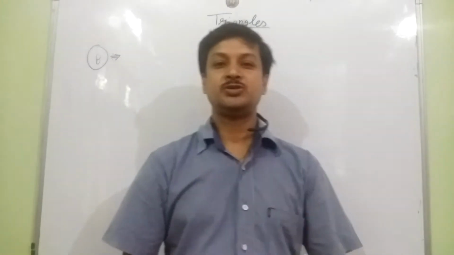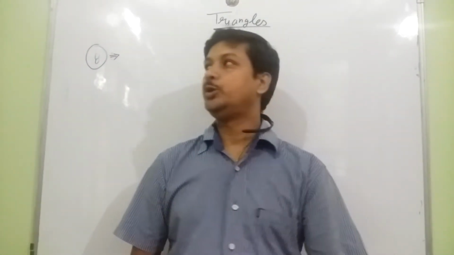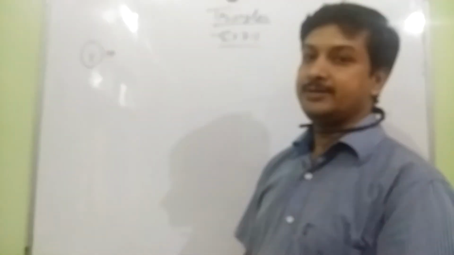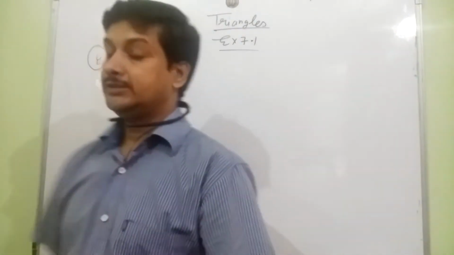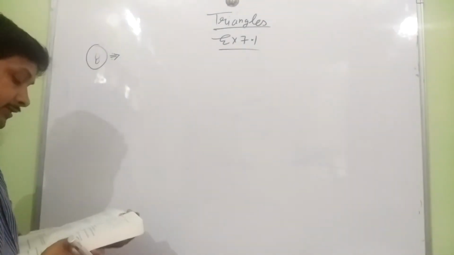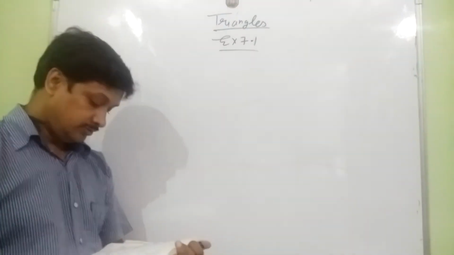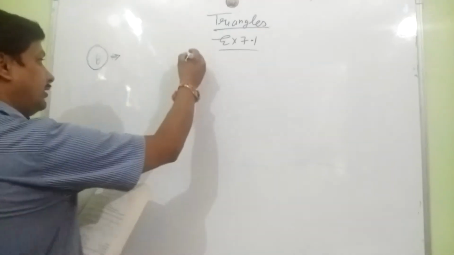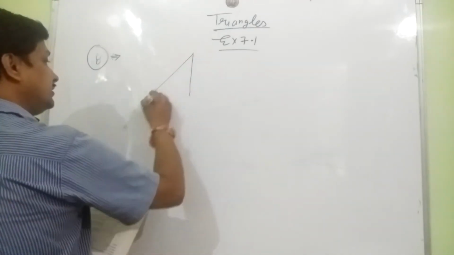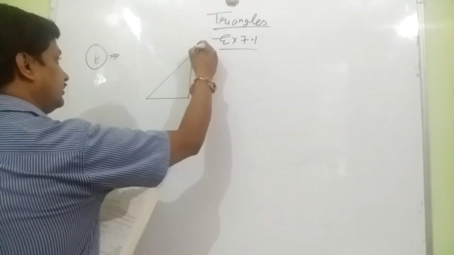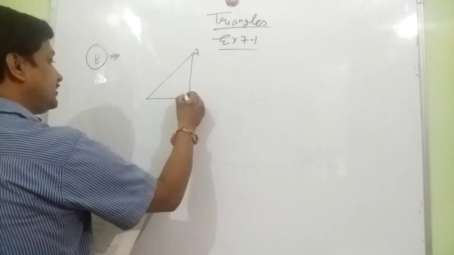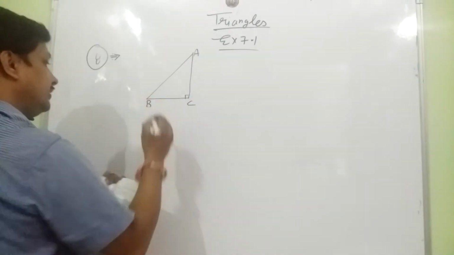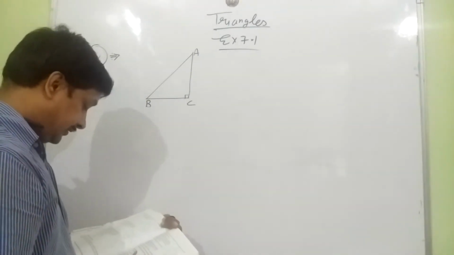Good morning, dear students. We are doing the chapter Triangles, and today we will do its eighth question of exercise 7.1. So the question is: in right triangle ABC, we have a right triangle ABC, right angle at C.